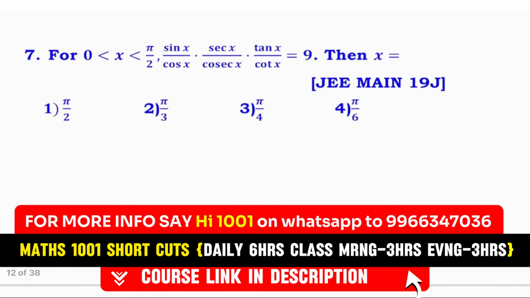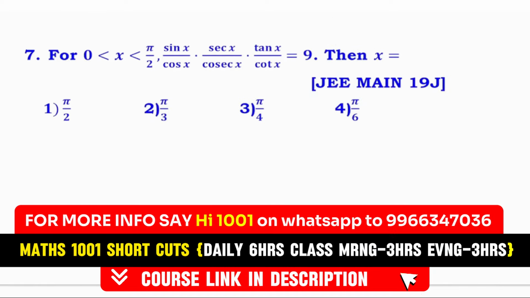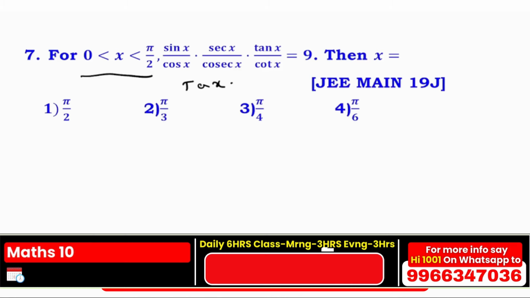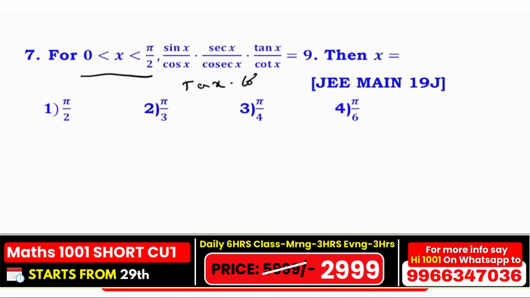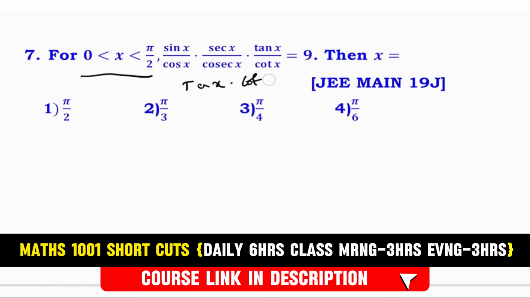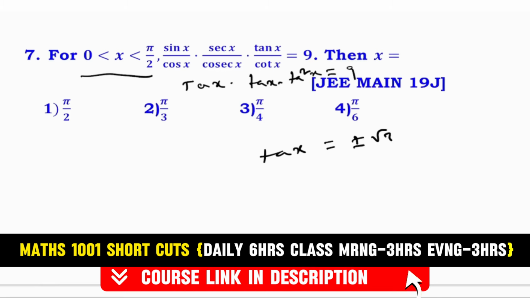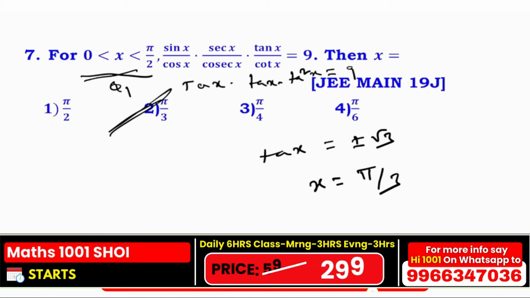Move to the next one. Whenever you look at something like this, it's in the first quadrant, they said. Now tan x into, what is this guy? 1 by cos means cot x. Cot x or tan x only? That also is tan x only. Tan x. And tan square x is equal to 9. Means tan x is plus or minus root 3. But x is pi by 3. Why? Because they said in the first quadrant. So the answer is option 2. Right?